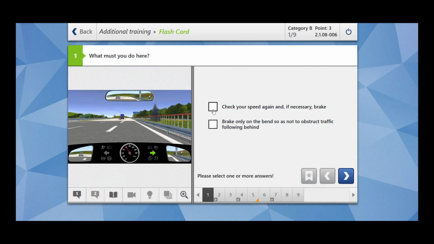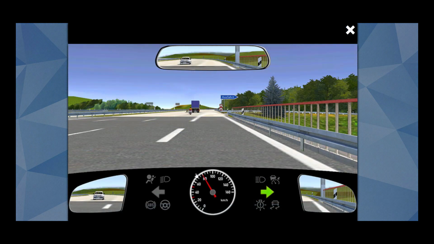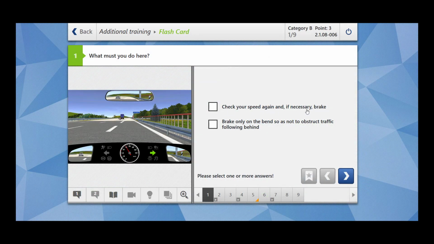Let's look at the options. Check your speed again and if necessary brake. This is very important actually because if you look here in the picture, the speed is 80. And you always be aware of the curve of the road whenever you are exiting the autobahn. The first thing is you have to check your speed. Normally these curves are very sharp. So you always have to pay attention to your speed. Check your speed again and if necessary, brake.